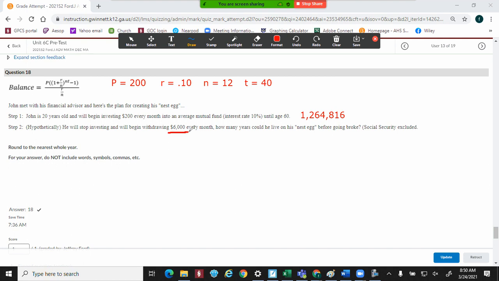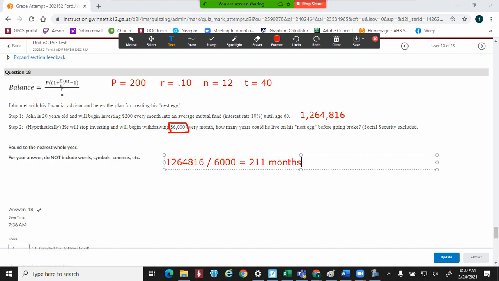Now, hypothetically, let's say when he turns 60, he goes, I am no longer saving. I'm now going to start withdrawing. So he is going to live on his nest egg. So how many times can he withdraw $6,000? Because he's going to do that every month. So 1,264,816, I'm going to divide that by $6,000 a month. He should be able to do it. I'm going to round here: 211 months.